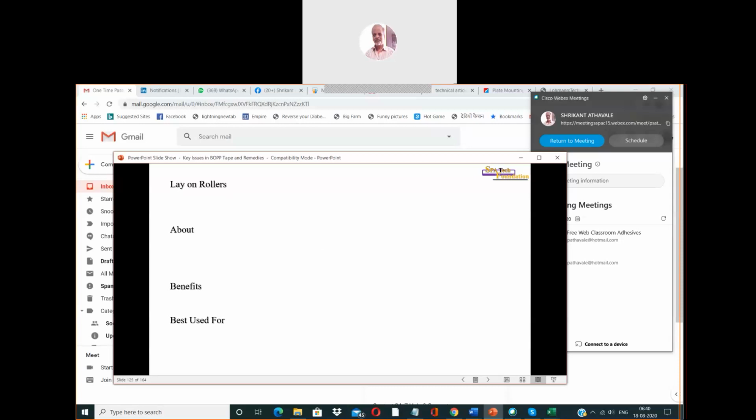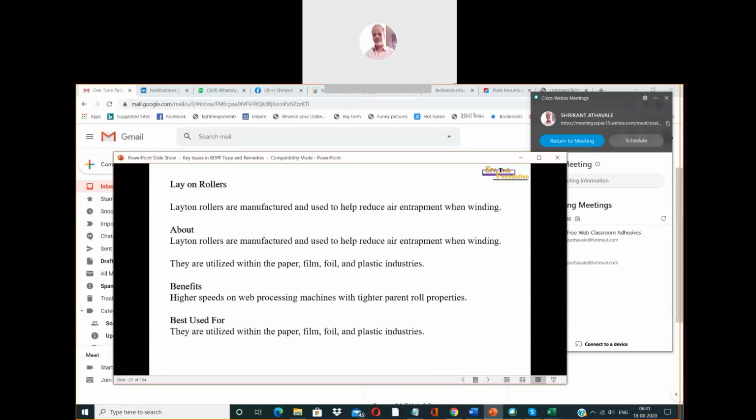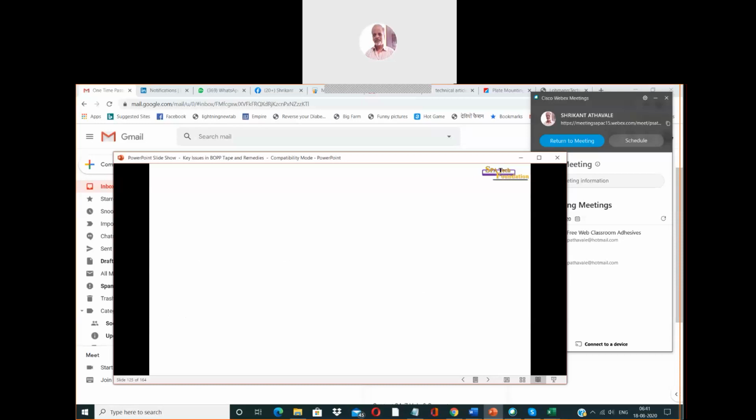Layon rolls are manufactured and used to help reduce air entrapment while winding. They are utilized within the paper, film, foil, and plastic industries. The benefits: higher speeds on web processing machines with tighter parent roll properties.